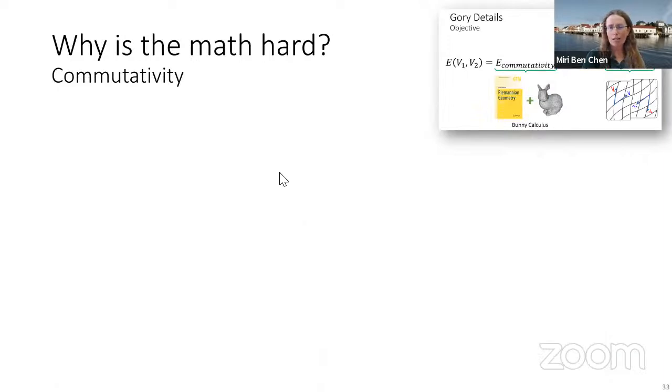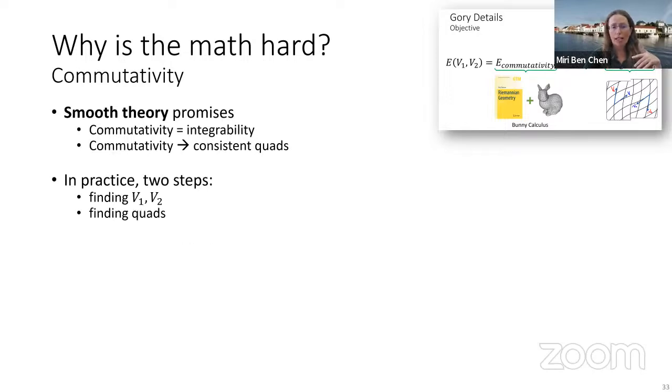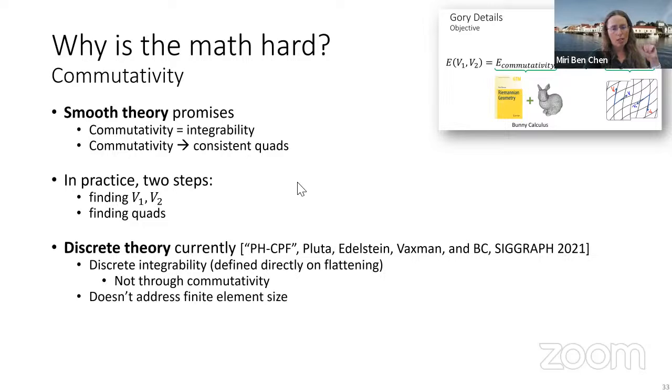Okay, so why is the math hard in all this? Remember, this is the objective. The commutativity is difficult because the smooth theory promises that commutativity will guarantee integrability, yeah? And then if I have commutativity, I will have consistent quads. But in practice, first I'm finding this V1, V2, and then I'm finding the quads, so there is some mismatch there. And the discrete theory currently is what we have in this planar hexagonal meshing paper, which gives discrete integrability that's defined directly on the flattening in terms of the triangles. It doesn't relate to the commutativity concept that's defined in smooth differential geometry. In addition, it doesn't address at all the finite element size, which is again a problem. So what's missing is a consistent discrete flow of discrete elements, which doesn't exist at the moment, to the best of my knowledge.